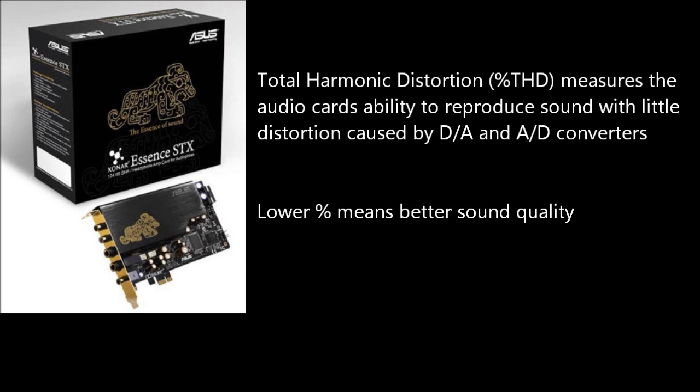This is an important factor to consider, because cards use digital to analog and analog to digital converters. A lot of the stuff that you use, whether it's an auxiliary in or a CD in, those are analog. Well, the computer or the sound card has to convert it to digital in order to work with it. And then once it's finished, it has to reconvert it back to analog in order for you to hear it. Well, that's where the total harmonic distortion comes in. So keep in mind, the lower the percentage, the better the clarity.